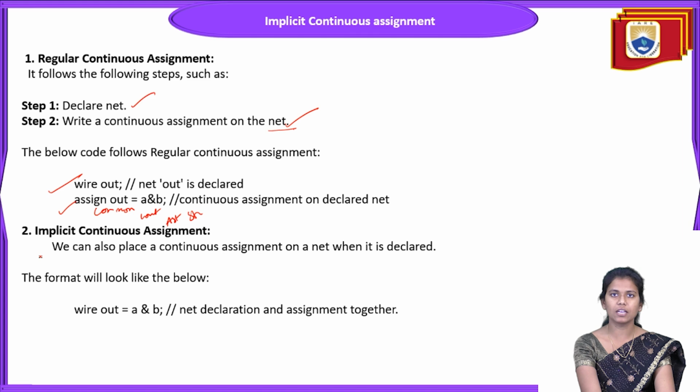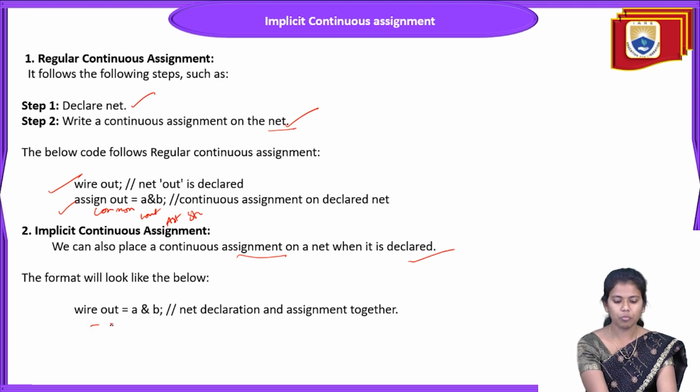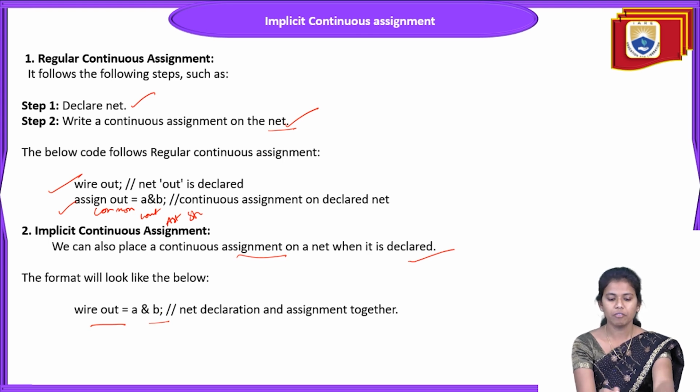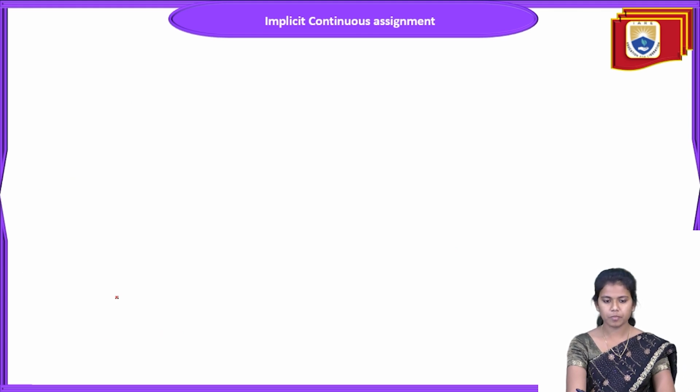Coming to the implicit continuous assignment, we can place a continuous assignment on a net when it is declared. So here we can place a continuous assignment statement on the net itself, whenever it is needed. The format will look like this: wire out = A and B. From the previous example, you can observe that wire out is a net declaration, which is equal to assign out = A and B. So net declaration and assignment are together declared in one format. It's nothing but an implicit continuous assignment.